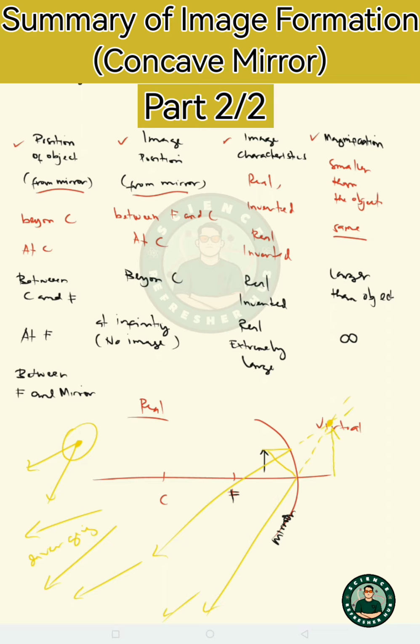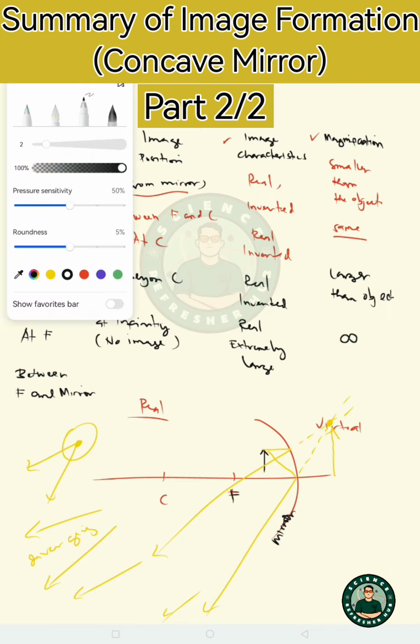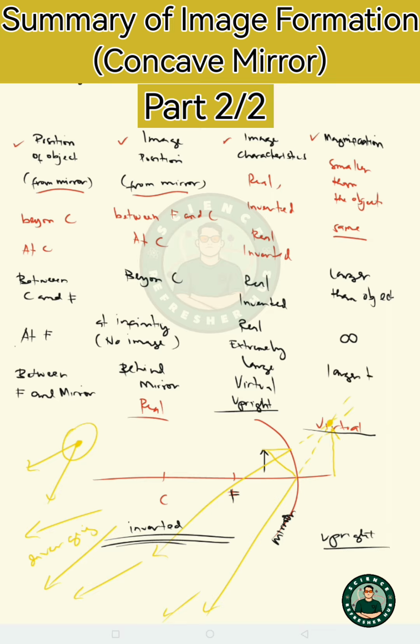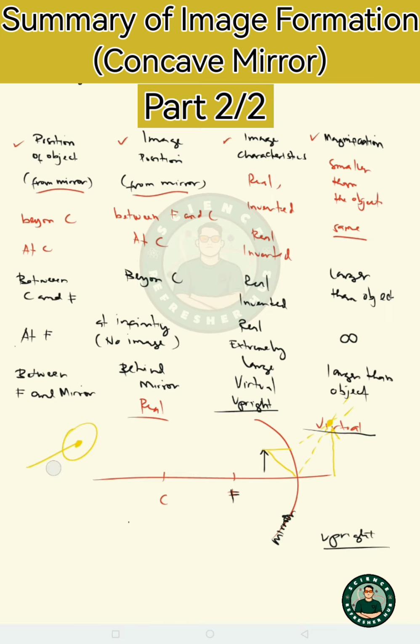So we can put it here: behind the mirror. The image will form behind the mirror, and it's virtual because now the image is on the virtual side of the mirror. And then you can say it's upright, not inverted. Just a quick recap: an inverted image will be formed on the left side of the mirror, and virtual images are upright. So when the image is behind the mirror, it's upright, and the magnification is larger than the object. I hope you learned something from this educational video.